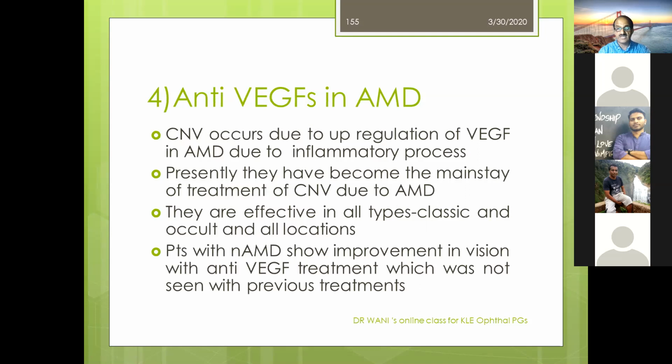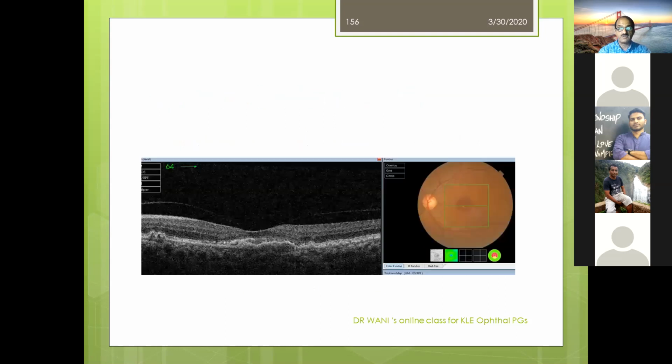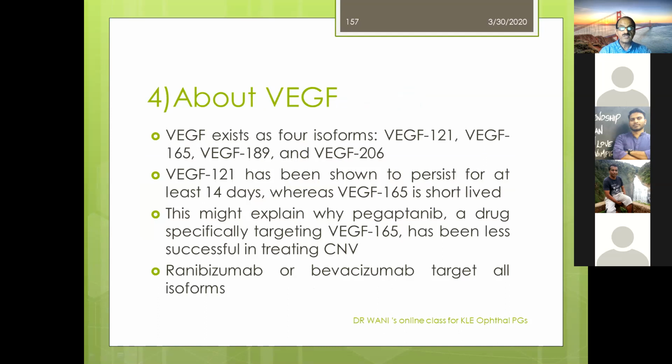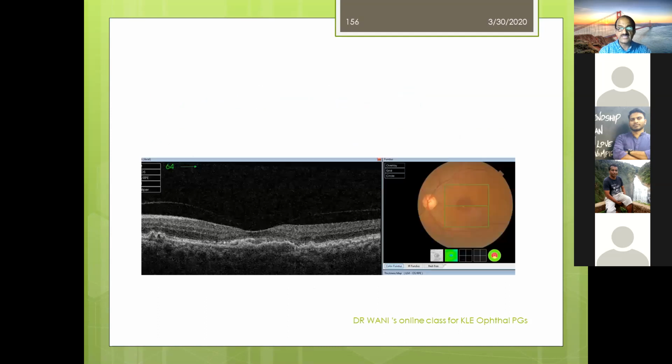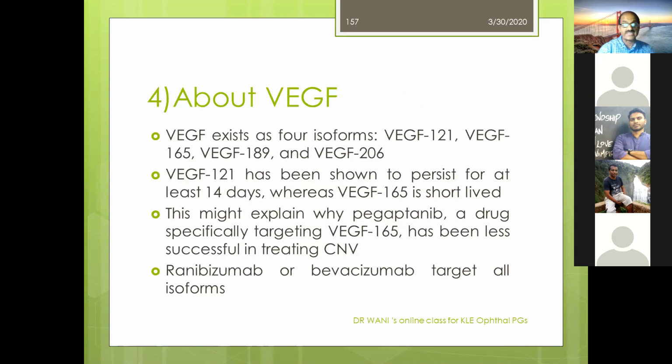They should maintain vision. But if the patient is 6/12, with treatment the patient can go to 6/6 in these cases. From 6/60, they can go to 6/12 also. This was shown for the first time with this treatment. For example, this case we have been treating still. She came with 6/12 vision. She's maintaining 6/9 to 6/6 vision so far. She has received about 14 injections.